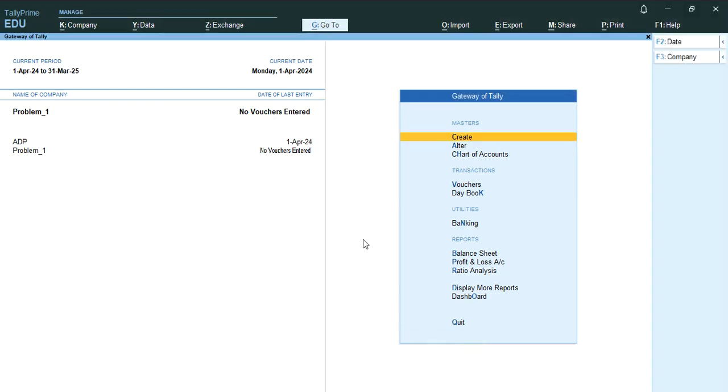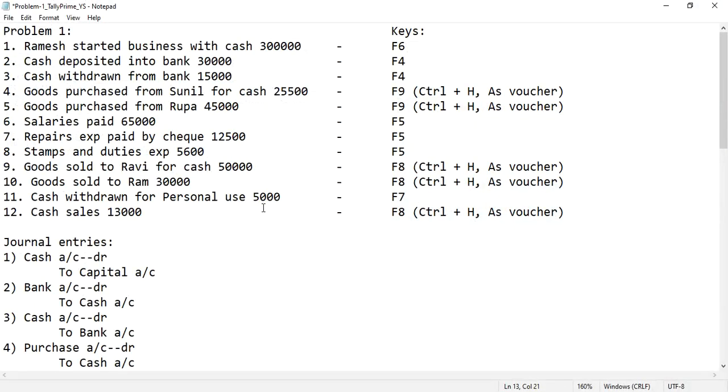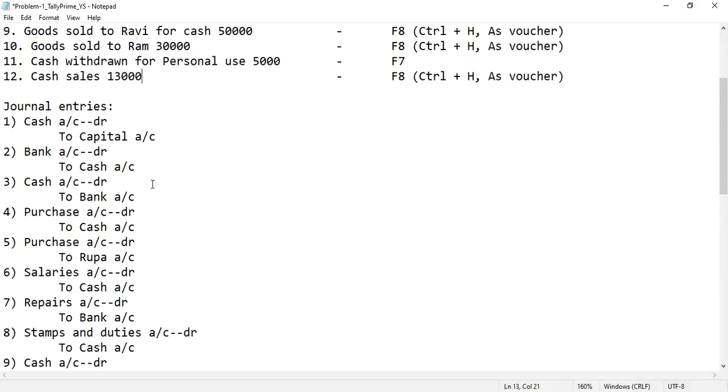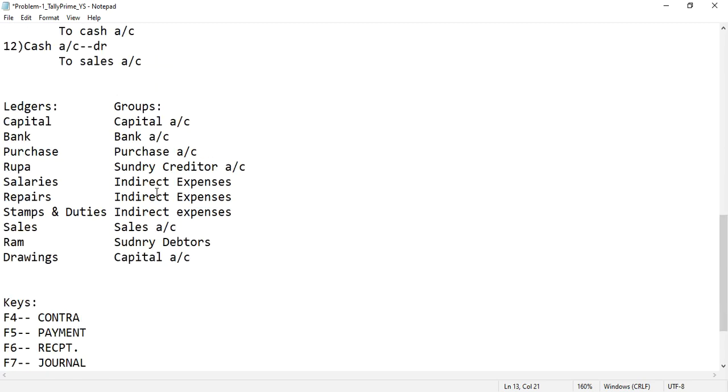Right. Now our first procedure is to create the ledgers. In the question I had provided you the ledgers also. This is the question, and based upon that we have created the entries. Now here are the ledgers. Observe this. These are the ledgers that you need to create: capital, which comes under capital account, bank account, purchase account, Rupa, and sundry creditor.